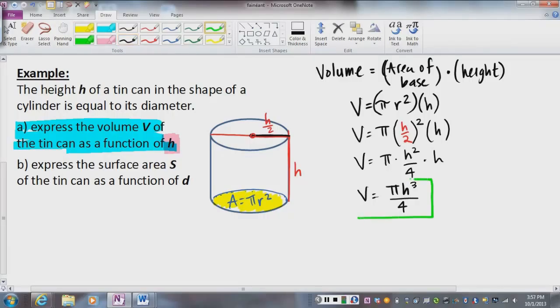And this is the volume of the tin can as a function of h. It's a function of h because I have h as my input. Let's go ahead and look at B now.